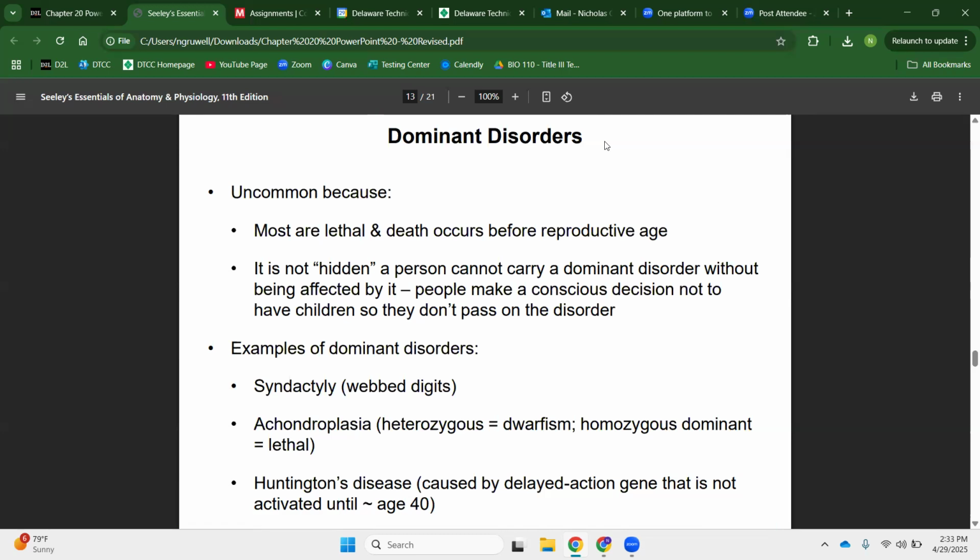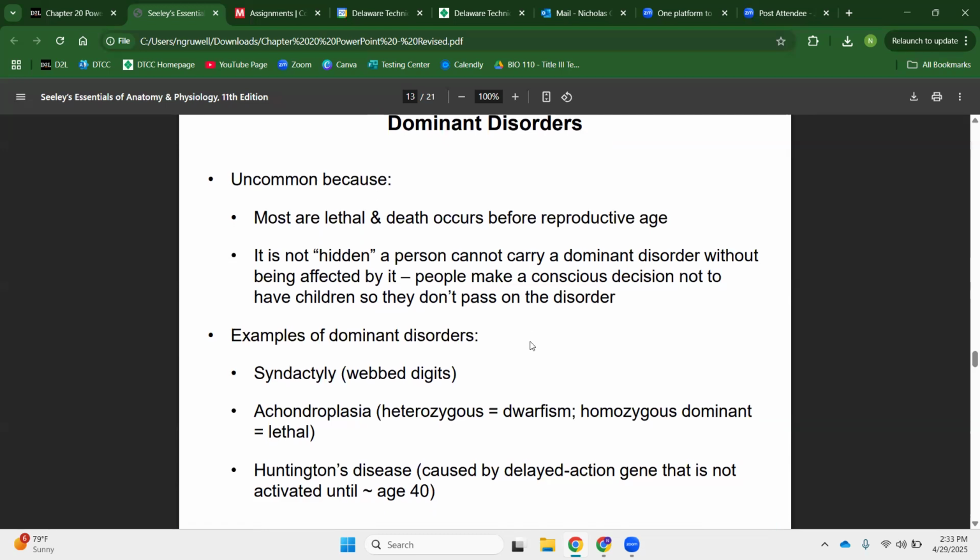So a lot of times, if people have a dominant disorder that is going to affect your life negatively, they may choose not to pass that on or not to reproduce so that they don't risk their children having that disorder as well. Here are some examples of dominant disorders. Syndactyly, where the skin between your fingers and toes does not separate completely. Achondroplasia, that's a type of dwarfism.